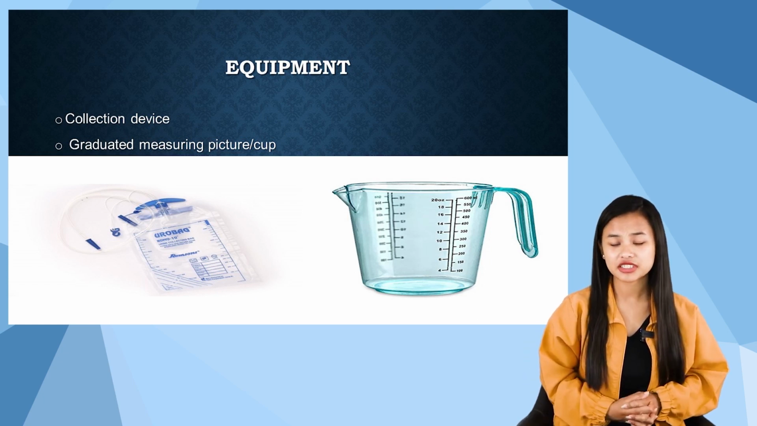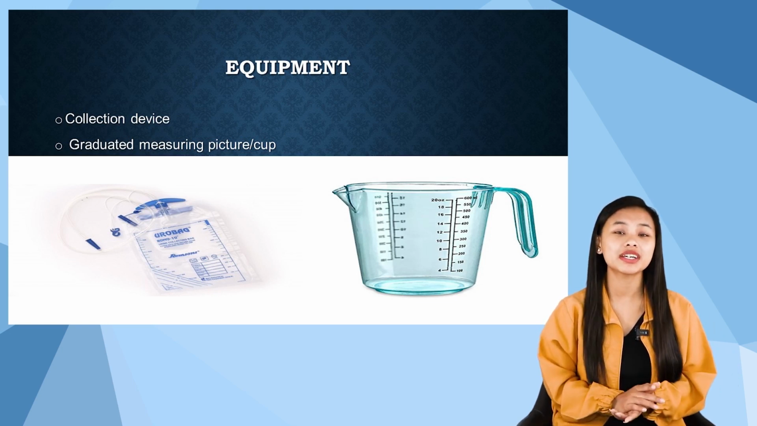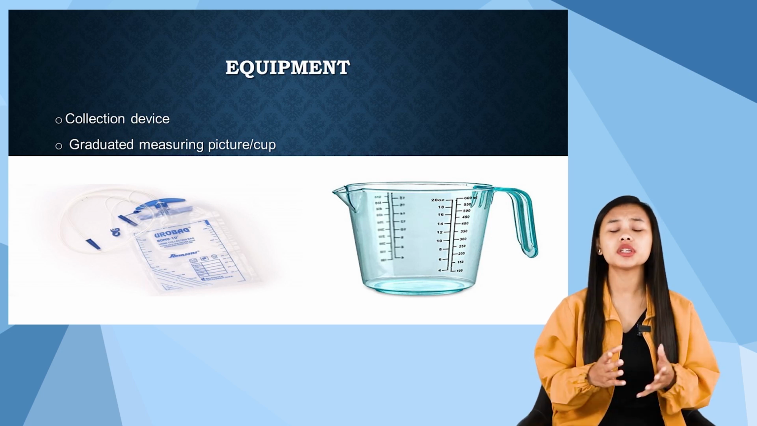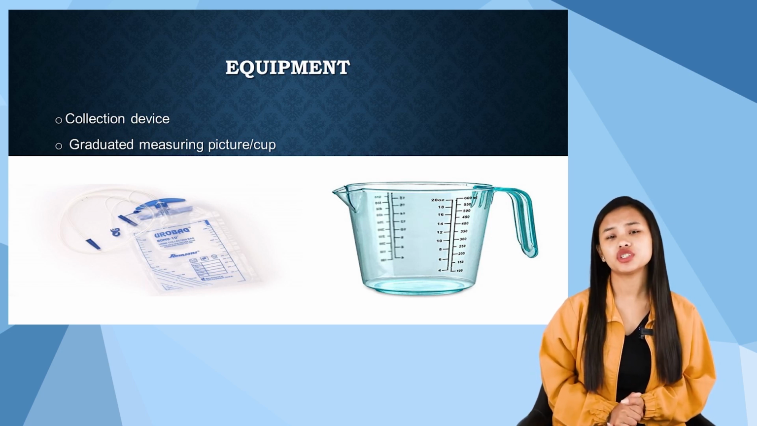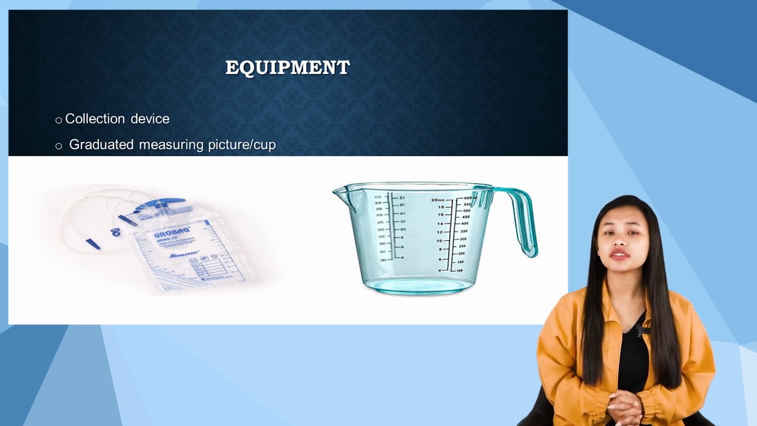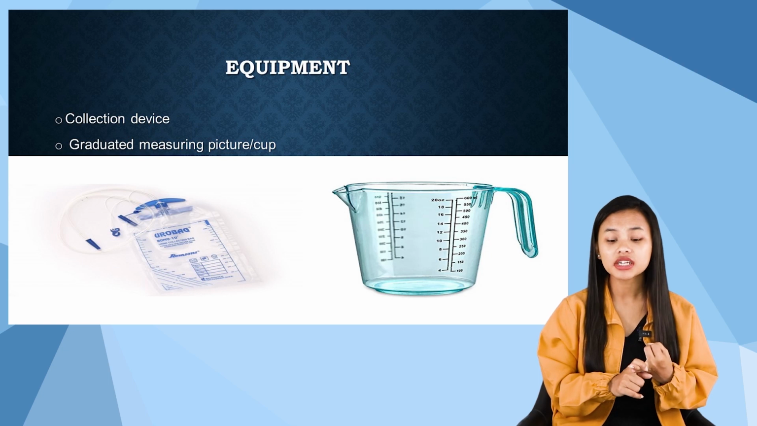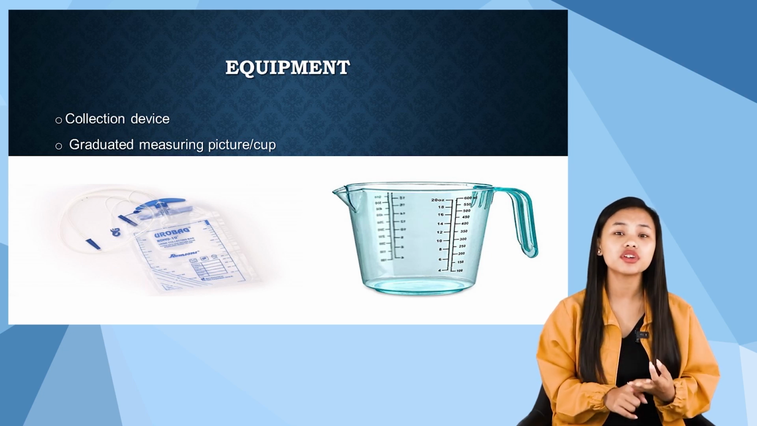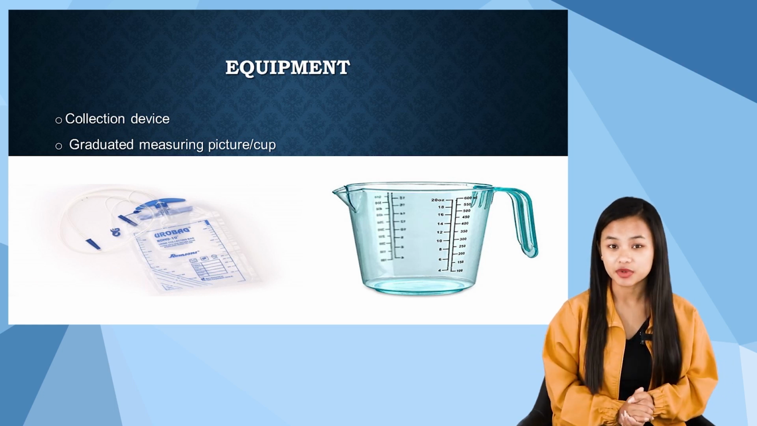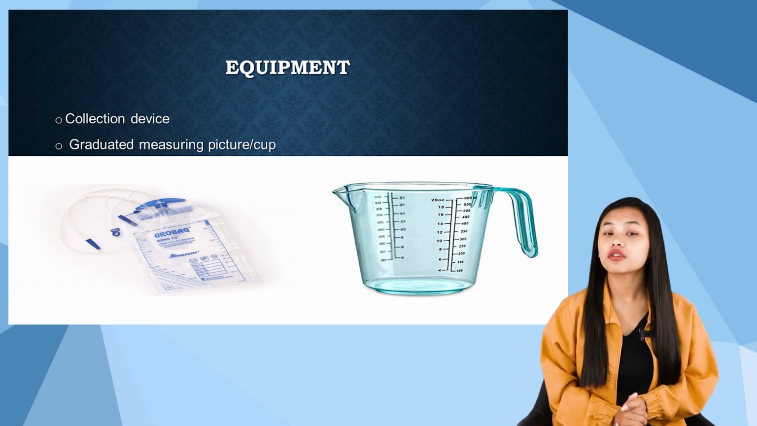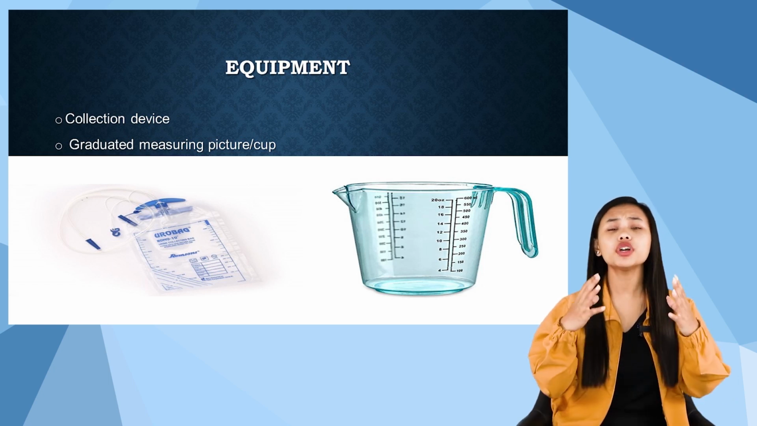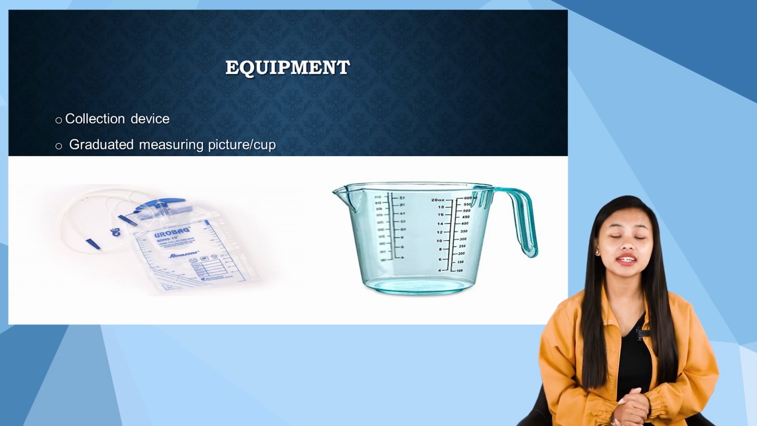What is this collection specimen? It is a place where you will be collecting the urine so that you will be able to measure it, right? Depending on the condition of the patient, there are various collecting devices which you can provide: the bedpan, the urinals, the pediatric urine bag, the urinary drainage bag, the specimen hat, or even a diaper and a diaper scale. There must also be a graduated measuring cup so that you will be able to measure the urine which will be collected in this device.